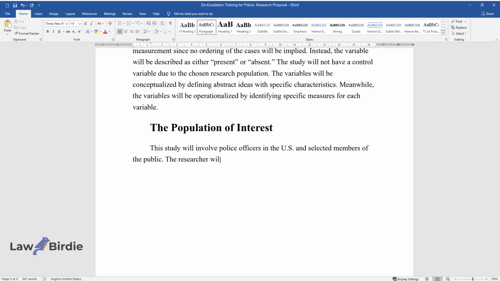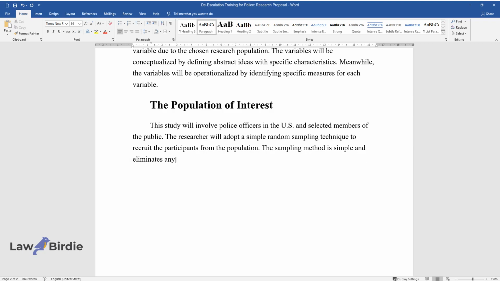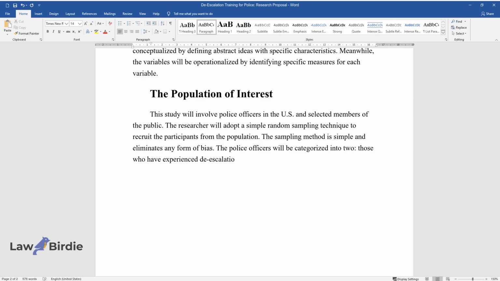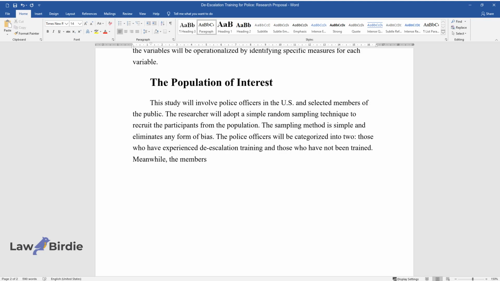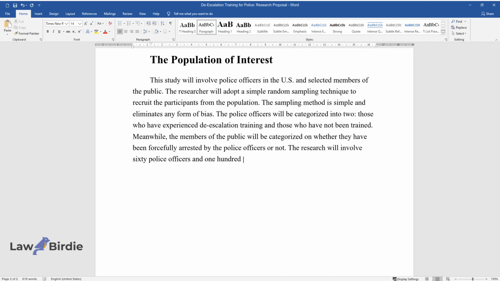The researcher will adopt a simple random sampling technique to recruit the participants from the population. The sampling method is simple and eliminates any form of bias. The police officers will be categorized into 2, those who have experienced de-escalation training and those who have not been trained. Meanwhile, the members of the public will be categorized on whether they have been forcefully arrested by the police officers or not. The research will involve 60 police officers and 100 members of the public.